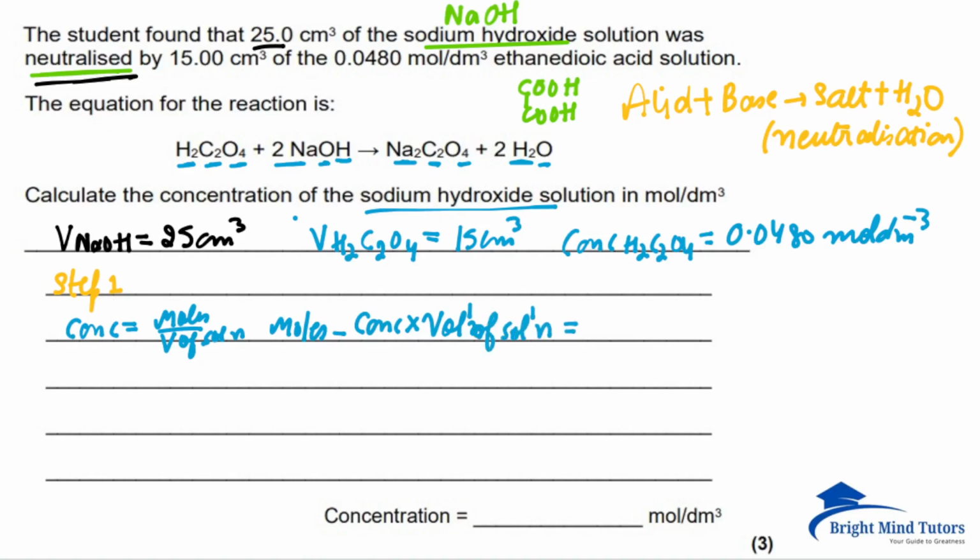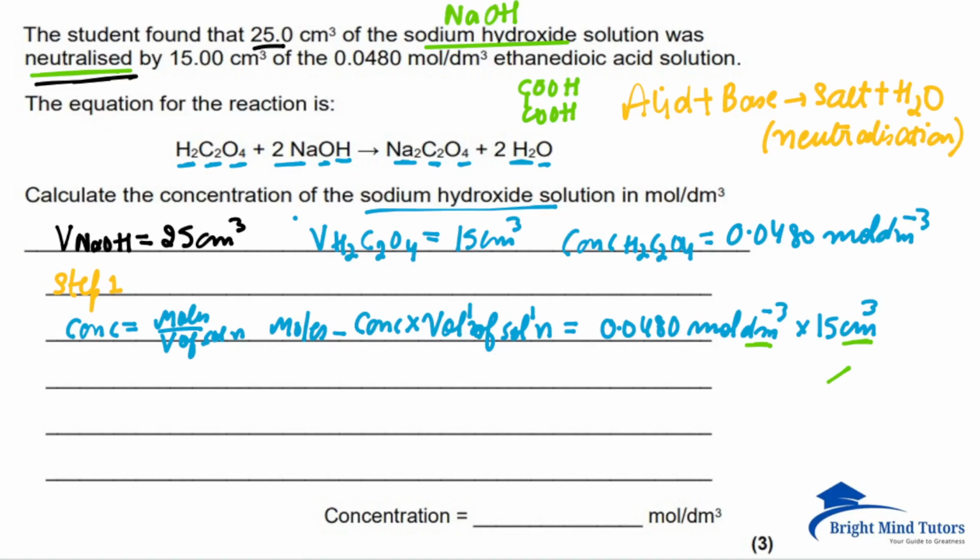So here we have the concentration, 0.0480. Units are mole per decimeter cube and the volume is 15 centimeter cube. Now the units here: we have decimeter here and centimeter here. So you have to make the units the same over here, right?